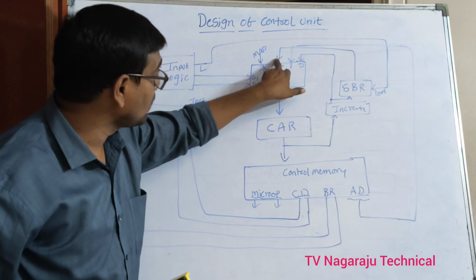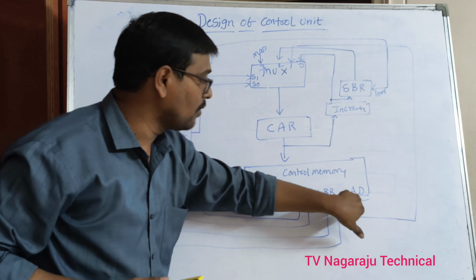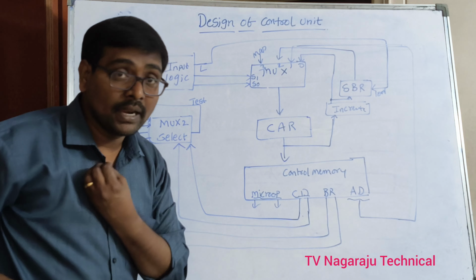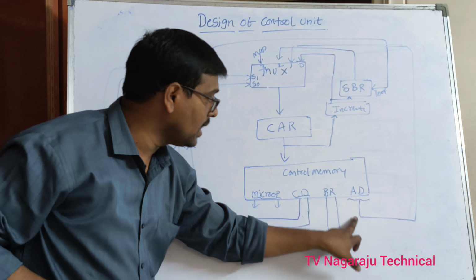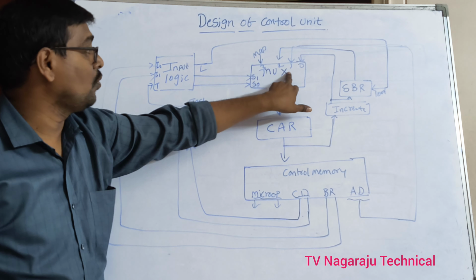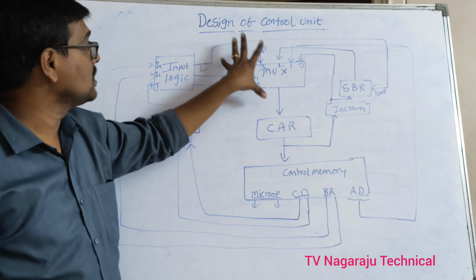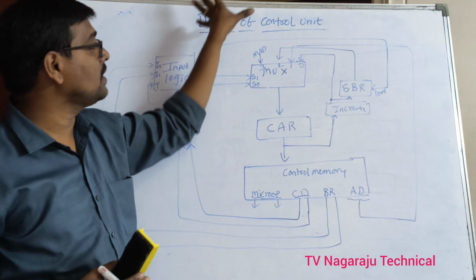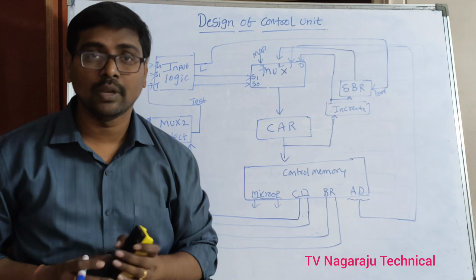Now one more is the direct address, whatever is loaded. From the branch we get the next address, and that is loaded and moved to the multiplexer. Clear? This is the microprogram sequencer. Anyway, this is the design of the control unit. Thank you.